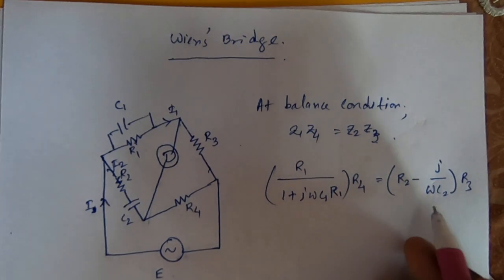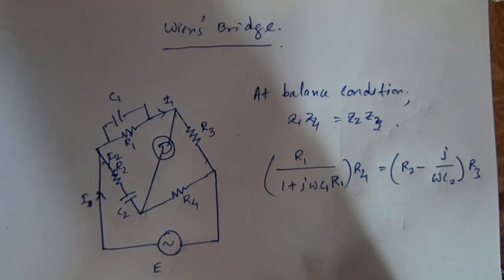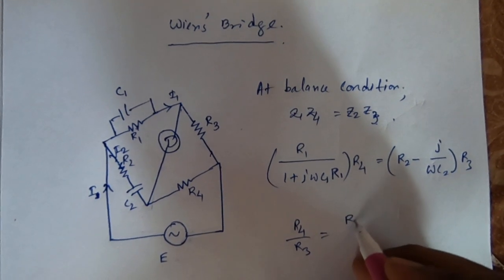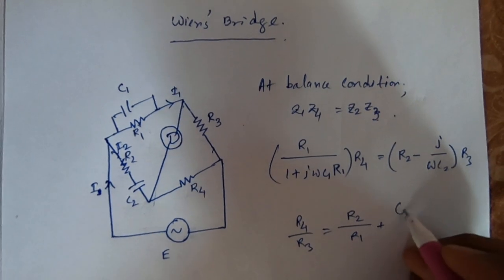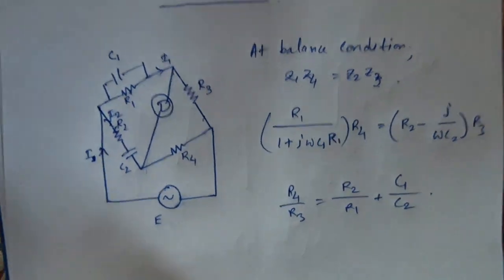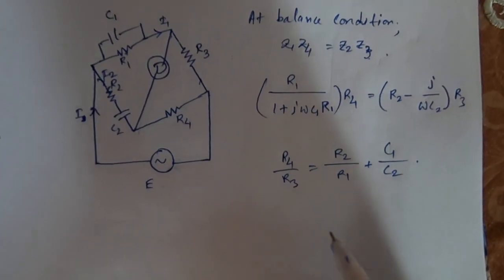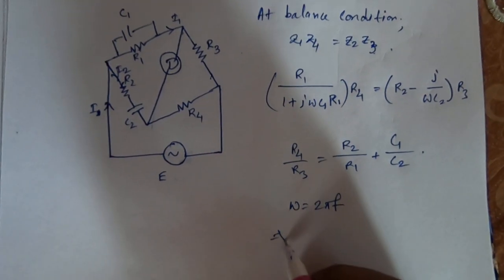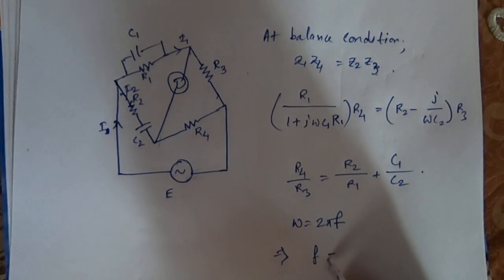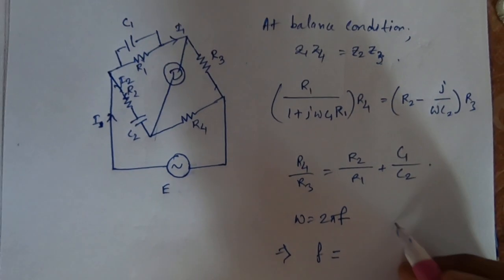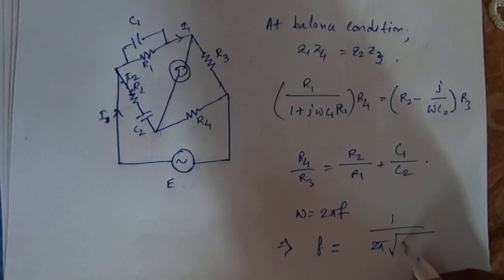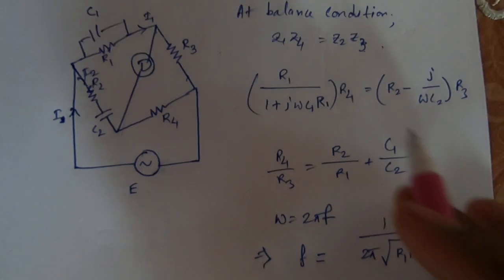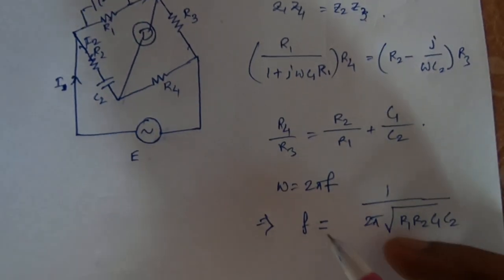After equating and separating the real and imaginary parts, finally we will have R4 by R3 equals R2 by R1 plus C1 by C2. And after doing so you will find the frequency in omega form, where omega equals 2 pi f, we will finally get f equals 1 by 2 pi root under of R1 R2 C1 C2. All of you can solve this and get this equation.